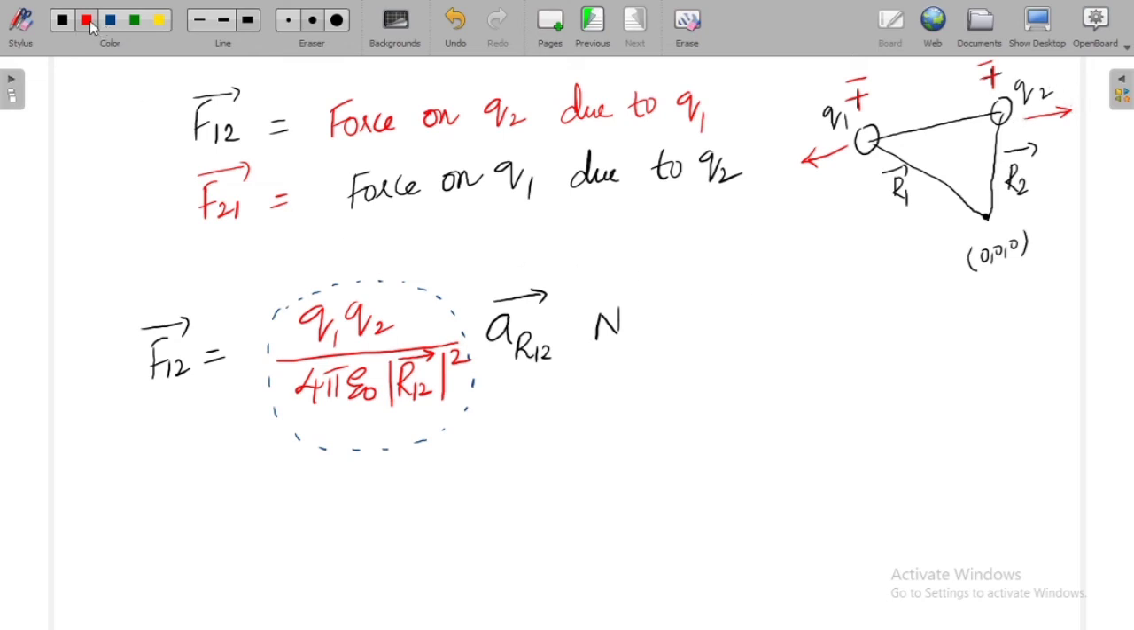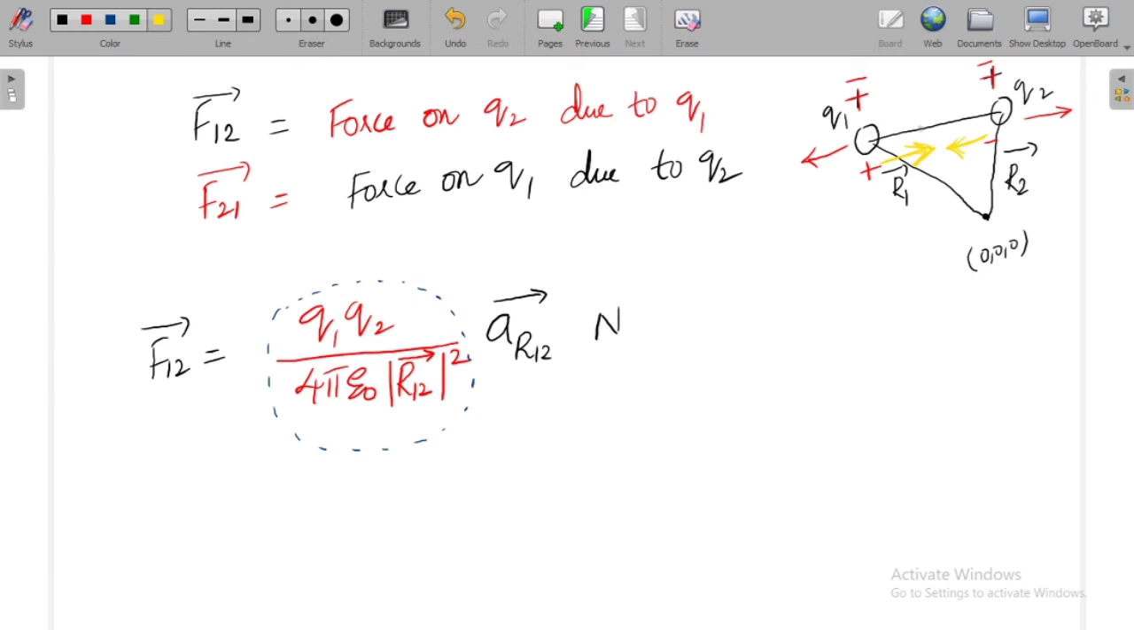Now if one is positive and another one is negative, how will the force be? This charge will move in this direction and this charge will move in this direction, right? So now if you observe here, the force on Q2, what is F12 bar? It is the force on Q2 due to Q1, right?